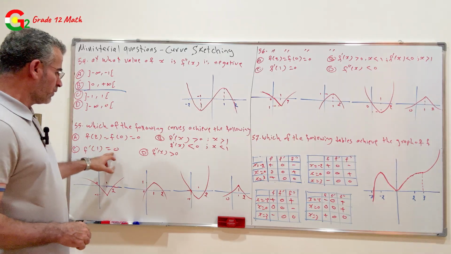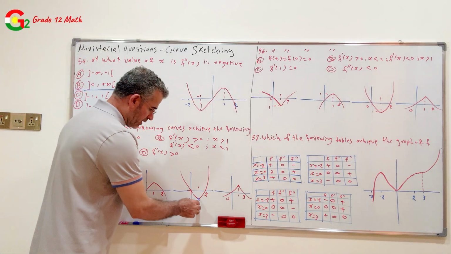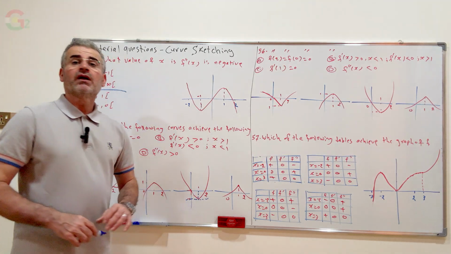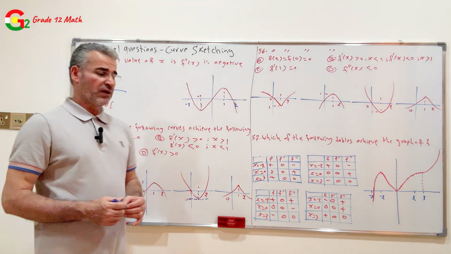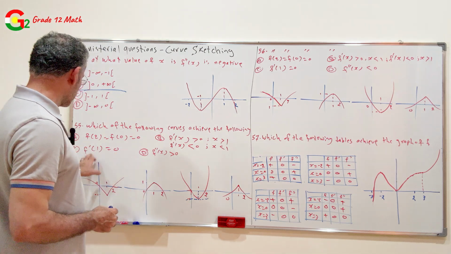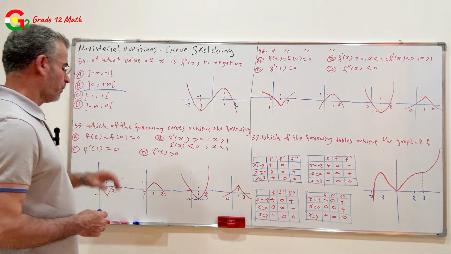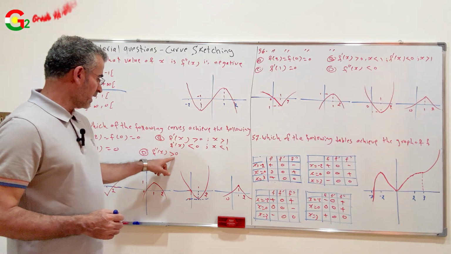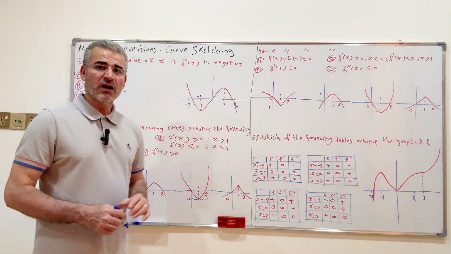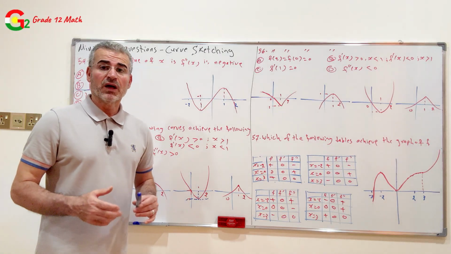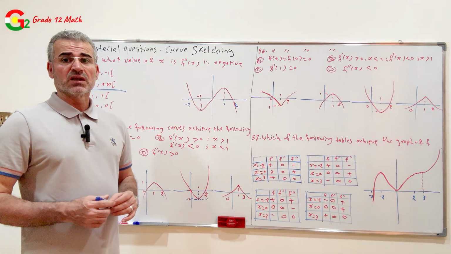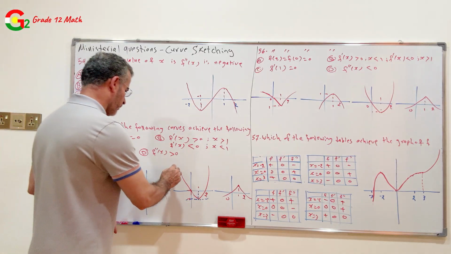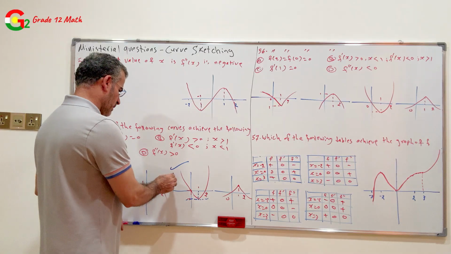F prime of 1 equals 0. This is 1. The function has a horizontal tangent line at 1. Therefore, x equal 1 is a critical value for this graph, and this statement is true. F prime of 1 should be equal 0. F double prime of x greater than 0, since the graph is convex, therefore the second derivative is positive everywhere, from negative infinity to positive infinity. Therefore, the right choice is C.